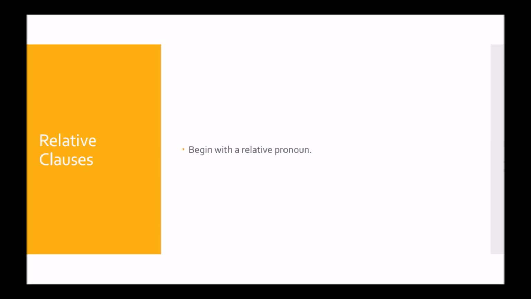Relative clauses begin with a relative pronoun. Those relative pronouns are who, which, that, whose, and whom. Who refers to people and sometimes pet animals. They can be restrictive and non-restrictive.